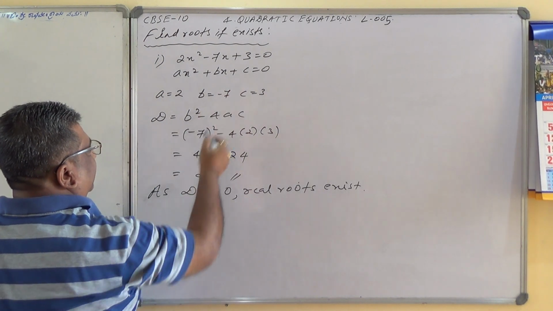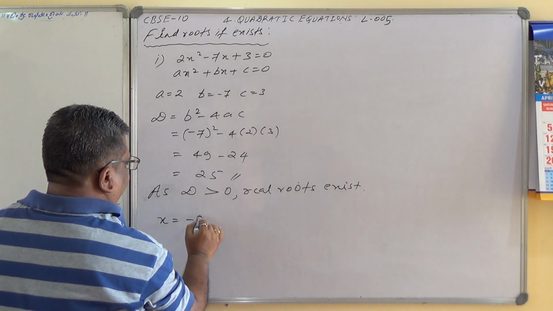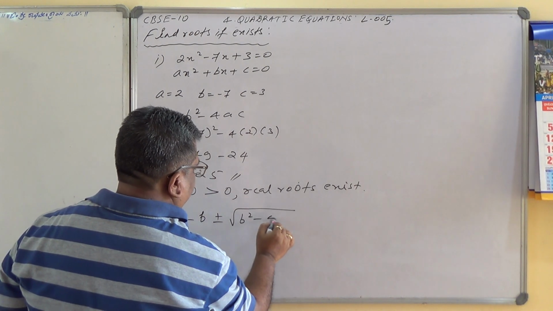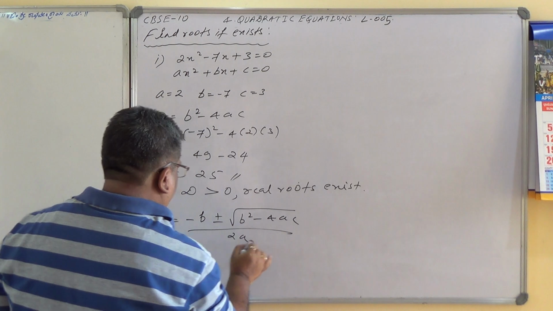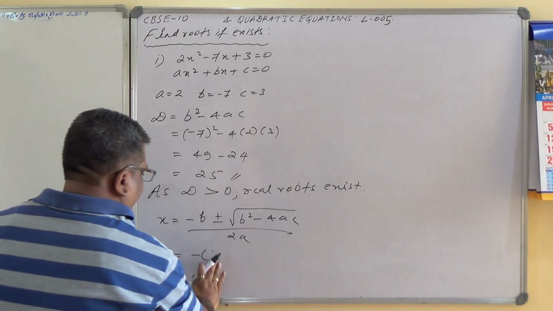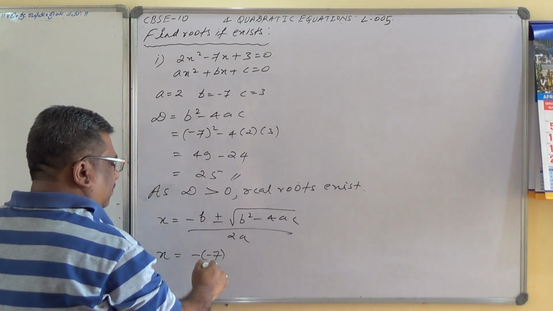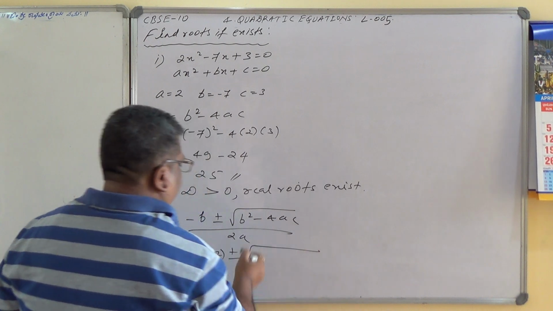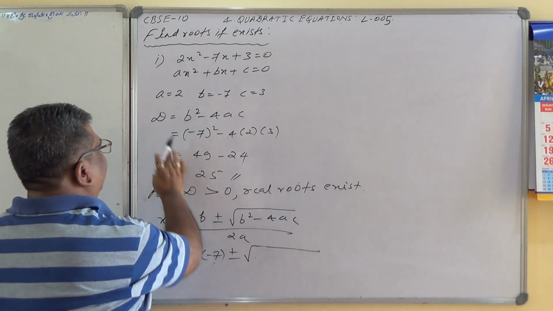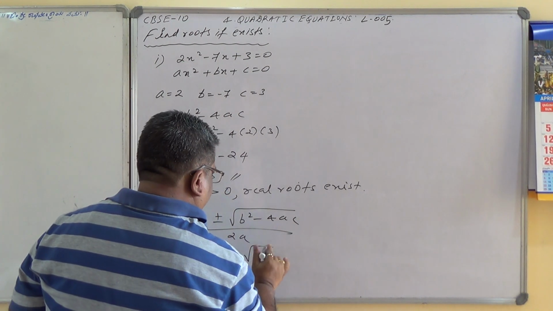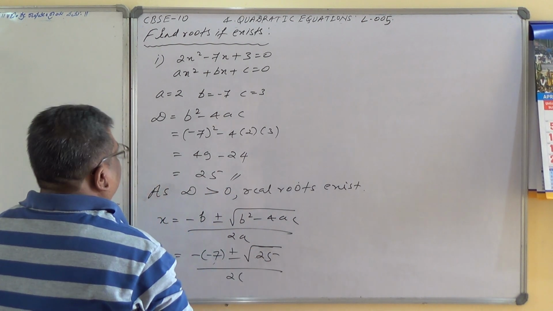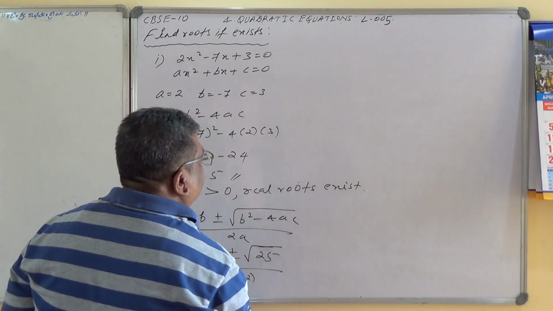So a, b, c we know already. Using the quadratic formula, x equals minus b plus or minus, so x equals minus of the b value, minus 7. First step, substitute everything without solving. B square minus 4ac I have already worked out here as 25, so I can take it directly. 25 divided by 2 times a, 2 times 2.